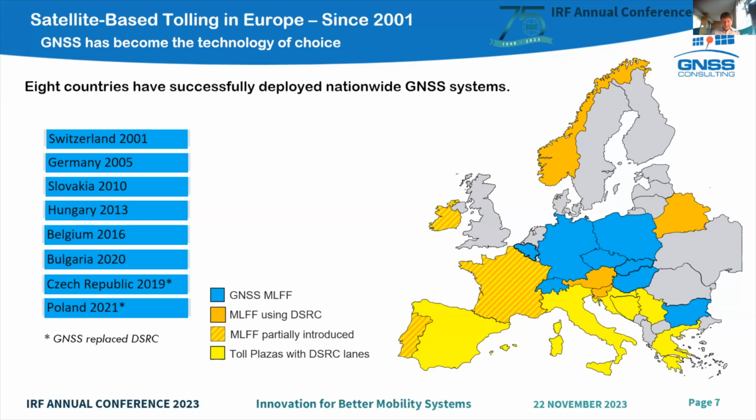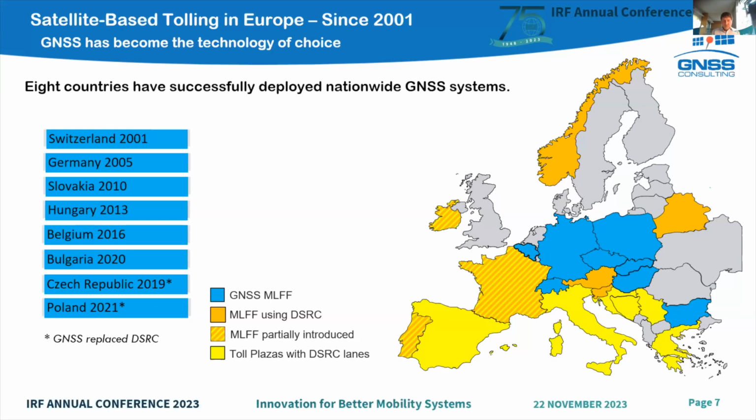And then other countries followed suit. Now Switzerland didn't measure the distance by satellite primarily, but the satellite was used as basically a backup to verify the distance measured on the odometers, the tachographs.